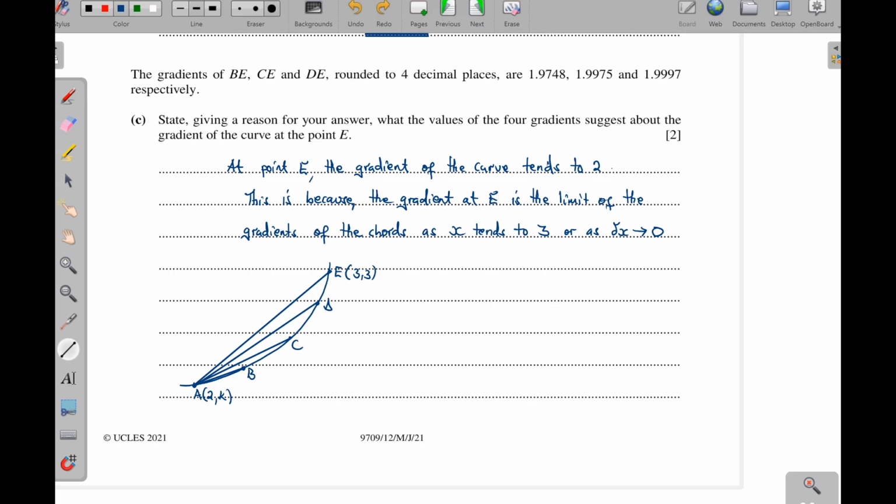These points. So you see this line here, A to E. Let me even use red. This line here, A to E. So there is a change in X here that we can see. There's a change in X here, okay? Delta X.